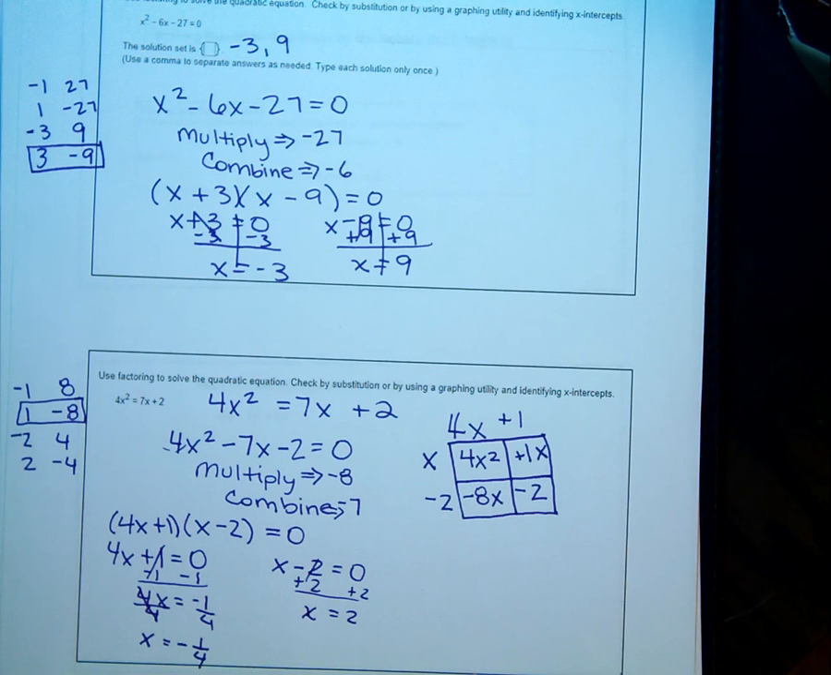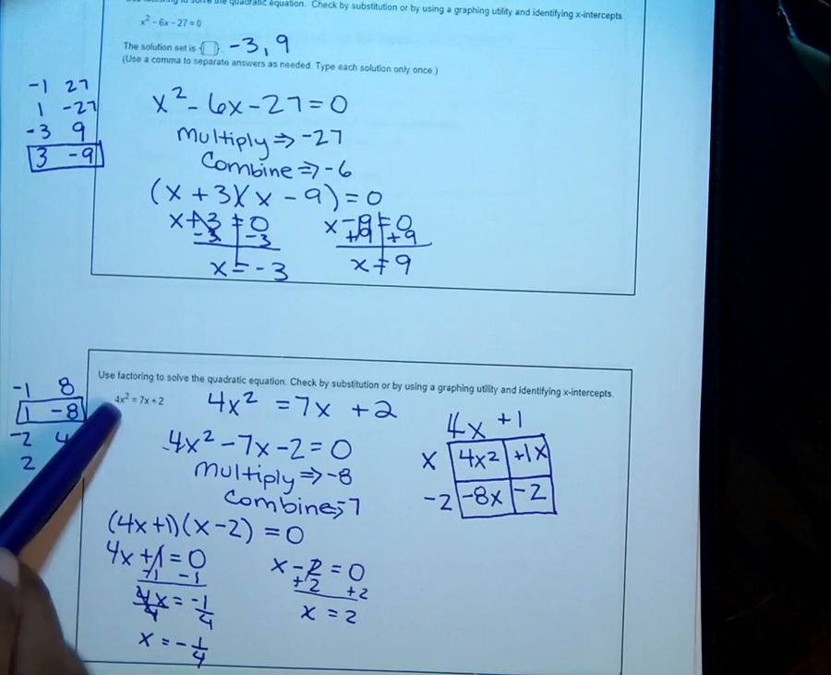Alright, and it says check by substitution or by using the graphing utility. Alright, so those are our first three. So far so good. We've already completed 2 questions from your homework. Now mind you, the numbers might switch up a little bit, but it's the same concept.